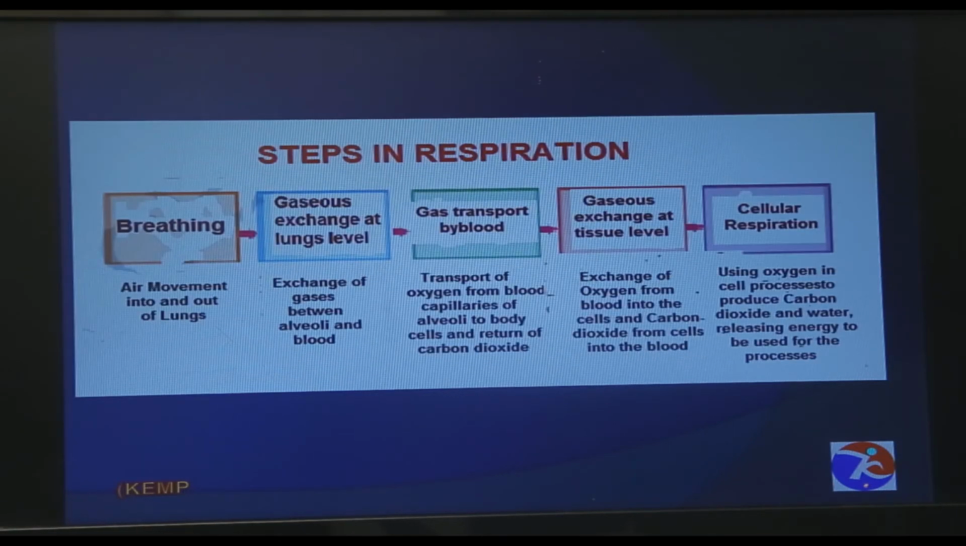And then steps in respiration, we have a series of flow diagram over here. Breathing, then gaseous exchange at the lungs, gas transport by blood, gases exchange at tissue level, and then finally cellular respiration.